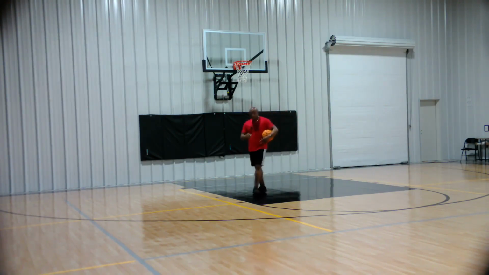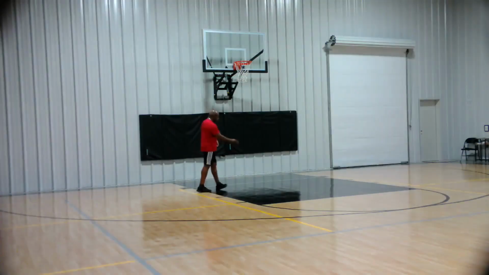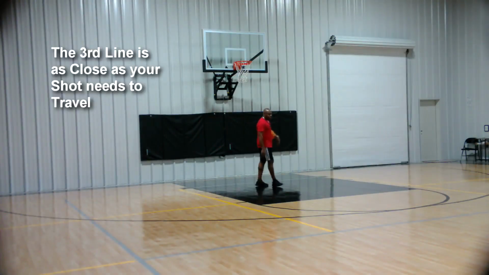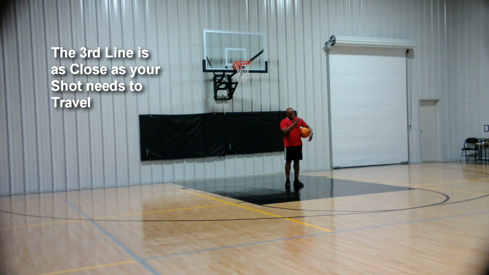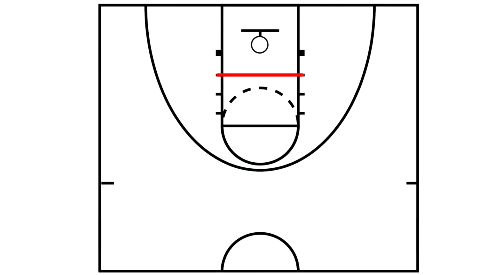Here, where we line up for free throws, we got one spot, two spots. At this second spot, there's a third line right here. This third line right here, this is as close as your shot will ever need to get to the basket. If you're shooting from out front, if you're shooting a half-court shot, three-pointer, free throw, mid-range jump shot, this right here is as close as your shot will ever need to get to the rim.